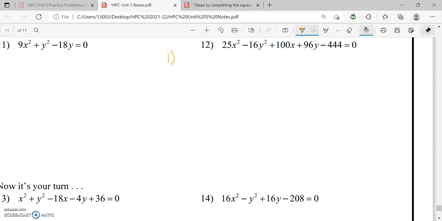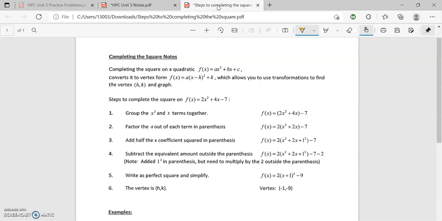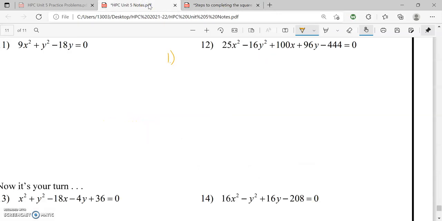So number 1, again, these are the steps of completing the square. When you see these numbered rows, that's what I'm doing. So step 1, the first time we do it, we're going to group the x's together. That means we're going to group the 25x squared and the plus 100x together. You can just rearrange it. The properties of addition say that I can move these around.